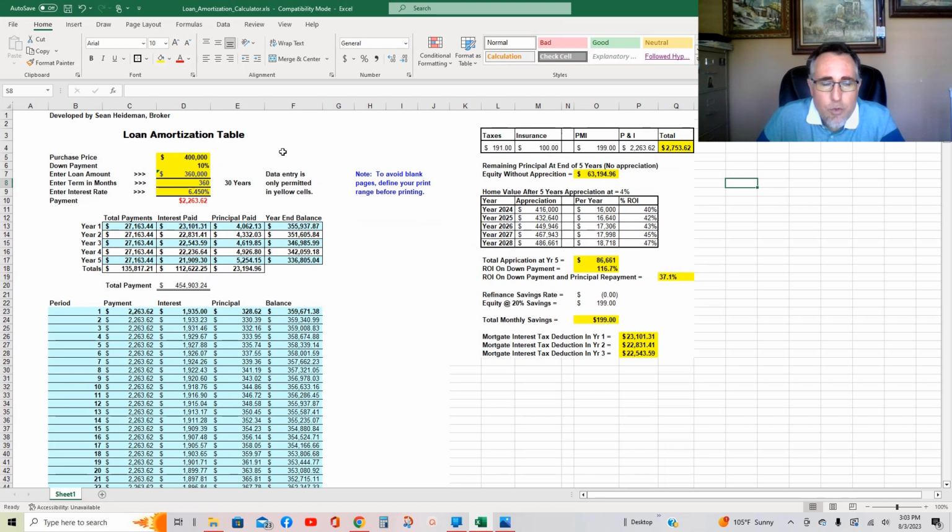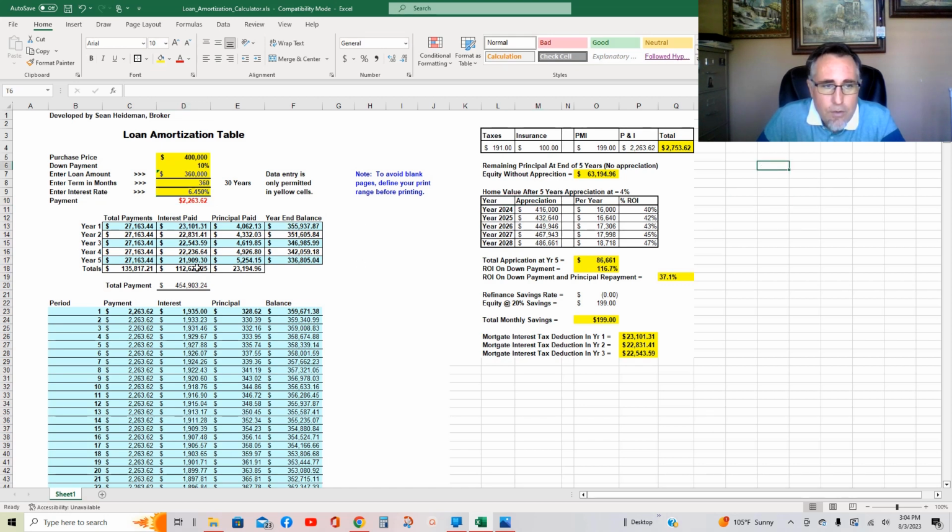So I put together this spreadsheet here, and I tried to get the PMI as close to the median as possible. So with a $400,000 purchase price, that's a decent purchase price. You can get a decent home for that, and with 10% down, your 360 payments or 30 years at 6.45%, your payment would be $2,263.62, which is close to the median.